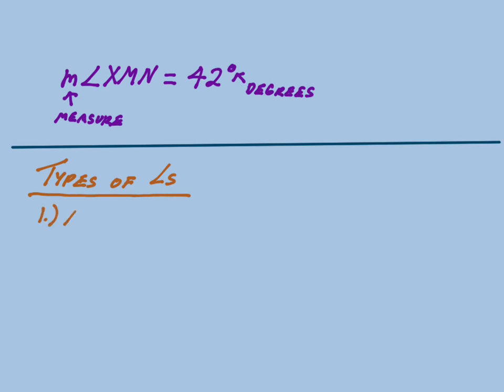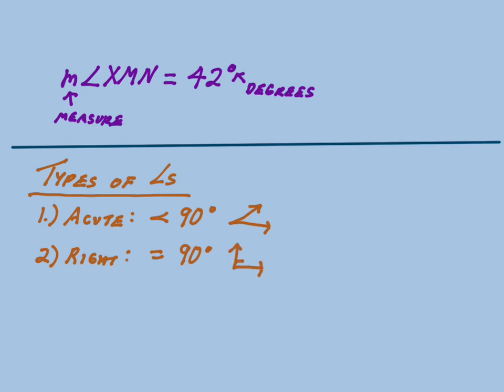The first type of angle we can have is called an acute angle, and these are angles that are less than 90 degrees. They're tiny, kind of like that. Some of the ones we've drawn already. The second type of angle is called a right angle. These are angles equal to 90 degrees. Our thumb and index finger make a pretty good right angle, but we put a box inside of the angle to show that it is a right angle.